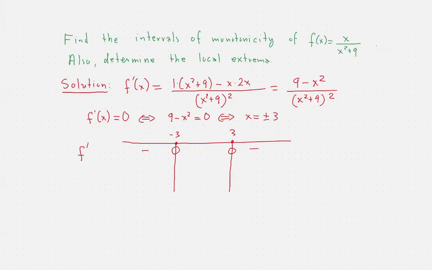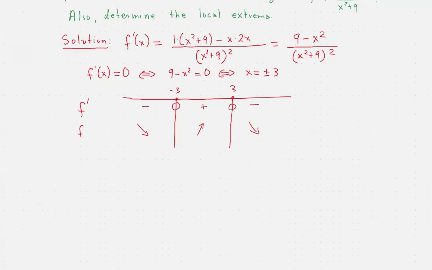So that means that our function is decreasing, increasing, and then decreasing. And you can see now that at negative 3, it needs to have a local minimum, whereas at 3, it will have a local maximum.